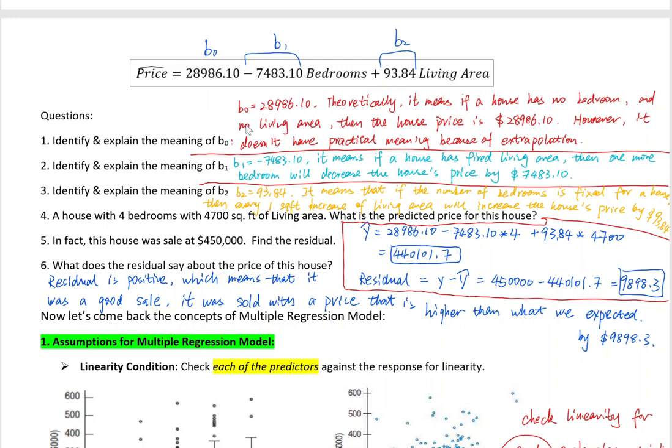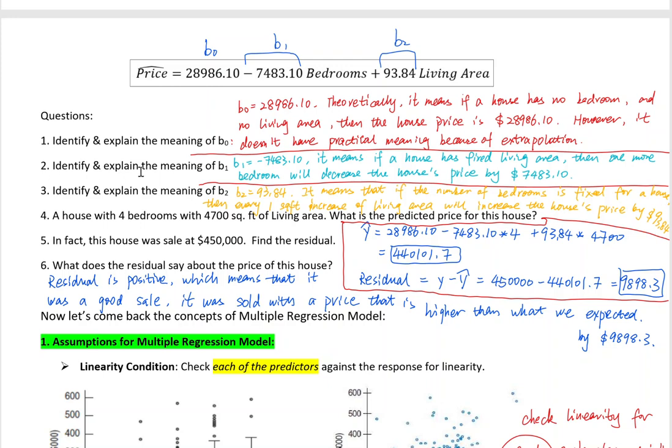So how do you interpret b0 in this case? We say theoretically it means if a house has no bedroom and no living area, then the house price is this much. However, it doesn't have practical meaning because of the actual prediction. Alright, so this is the way you interpret b0.